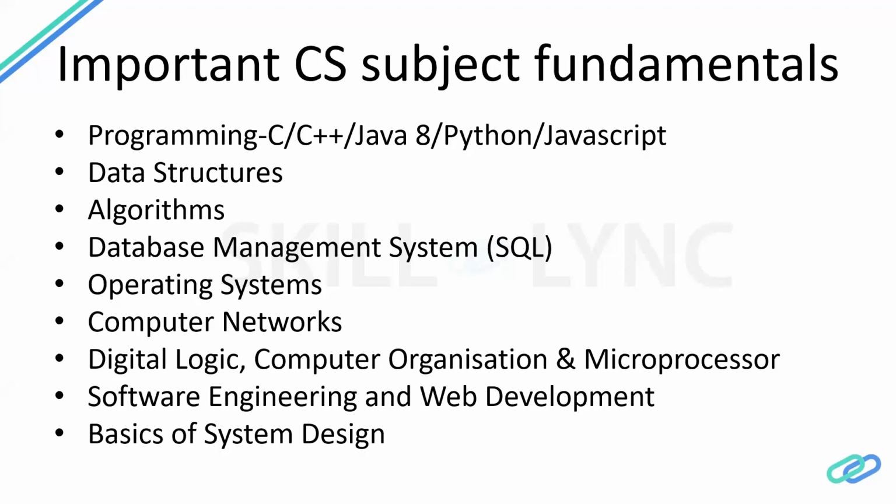But there are certain computer science subjects which you should definitely have an idea about. So the first thing is programming. You should have some sort of programming knowledge of Java or Python, and definitely of JavaScript. You should have some basic understanding of data structures, algorithms, database management systems, especially SQL, and some understanding of the basics of operating systems, computer networks, digital logic, computer organization, and microprocessor systems. And definitely software engineering and web development subjects, which computer science students have, and some basics of system design.